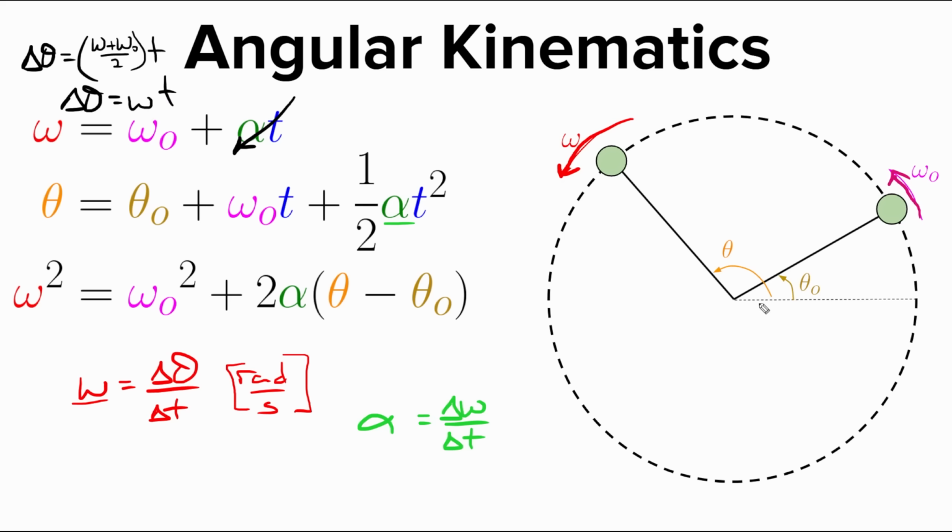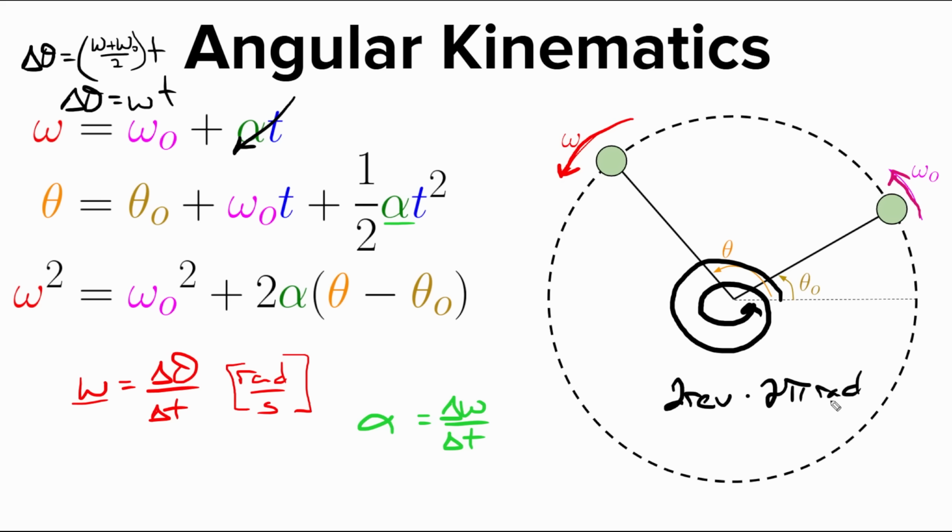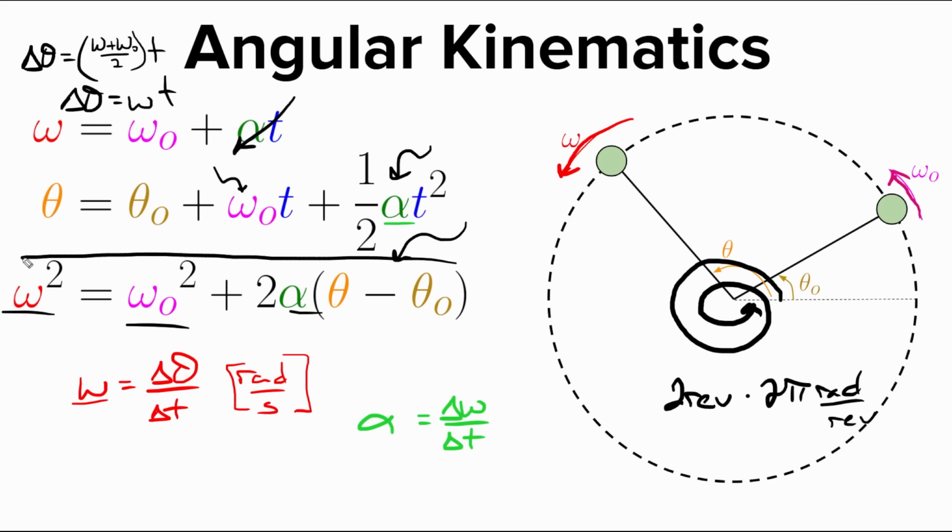You got to be careful. Sometimes they might tell you revolutions instead of radians. Maybe they say this thing goes through 2 revolutions. Well, you got to be like, well, there's 2 pi radians per revolution. So I'd have to multiply 2 pi radians per revolution to turn this into radians. You want this in radians, radians per second squared. Again, you need 3 of these variables to solve for a 4th, and you'd pick the formula that's missing the thing that you're not given and don't want to find.